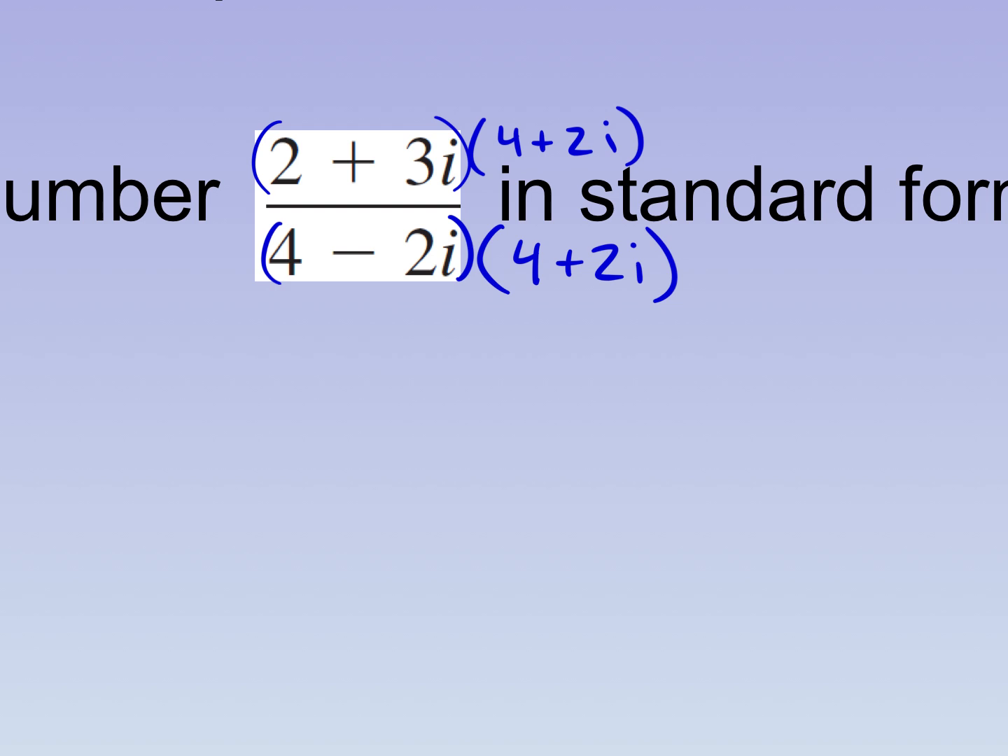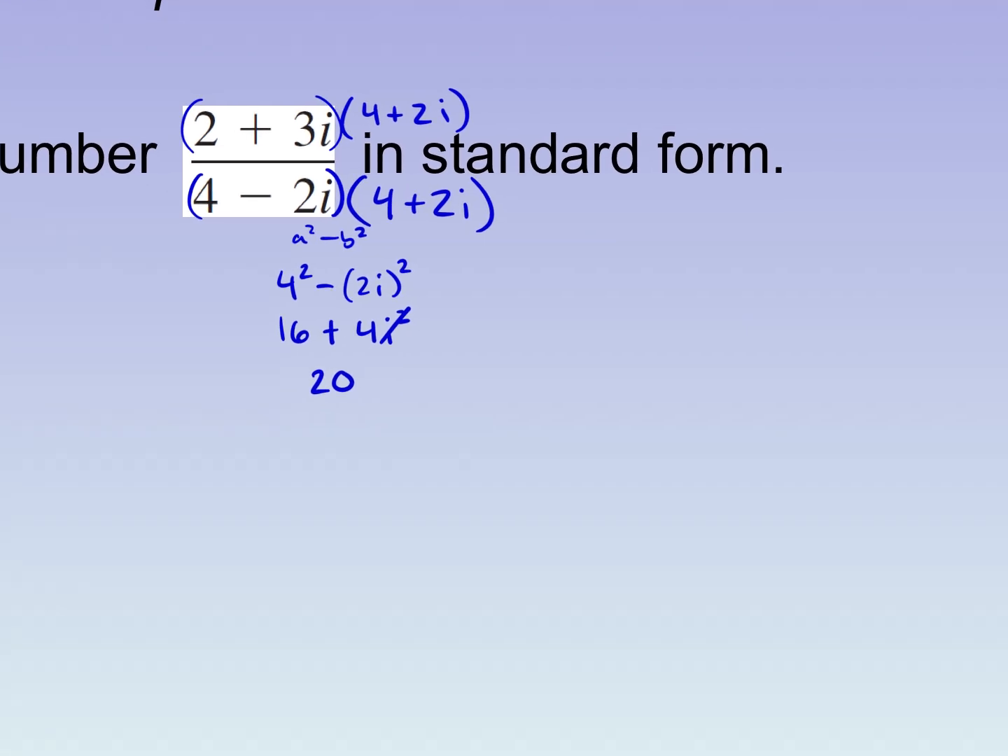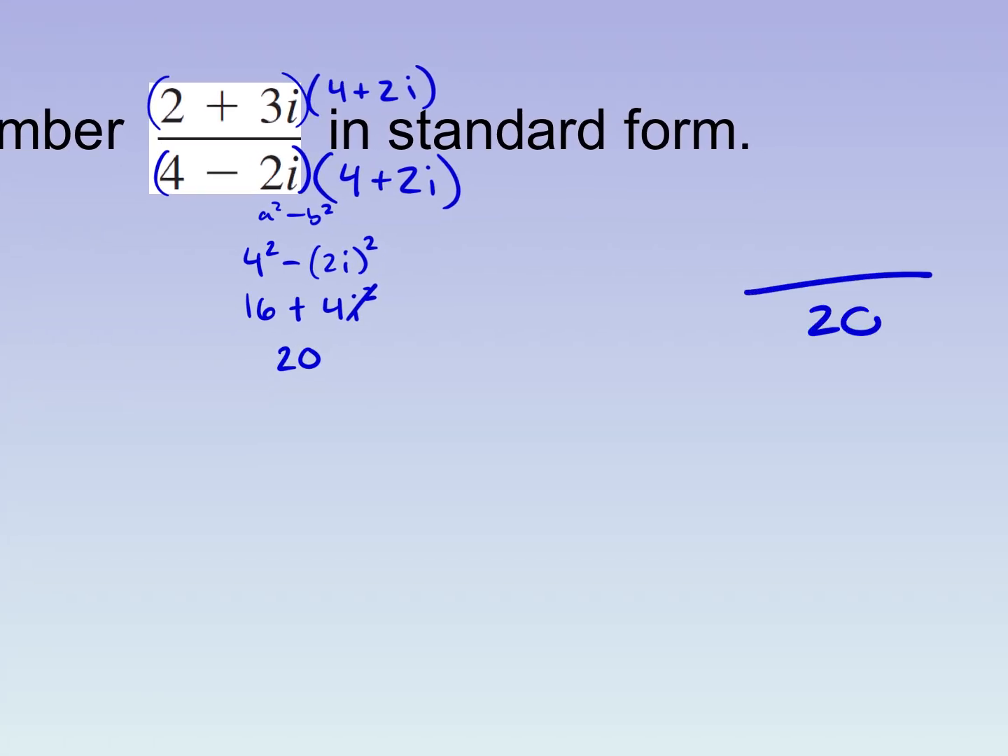So in our denominator, we can do our shortcut because they're conjugates of each other. So a squared minus b squared. That would be 4 squared minus 2i squared. 4 squared would be 16 minus 4i squared, and i squared changes to plus. So 16 plus 4 is 20. So in our answer, our denominator is going to be 20. So we got i out of the denominator. What do we have to do on top?